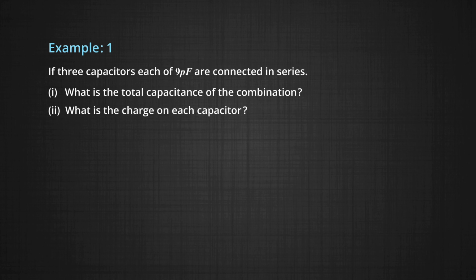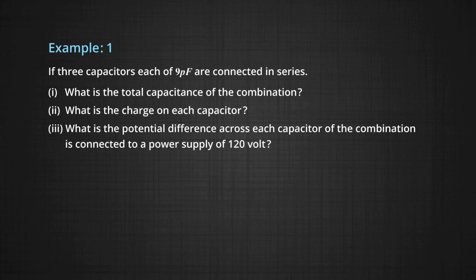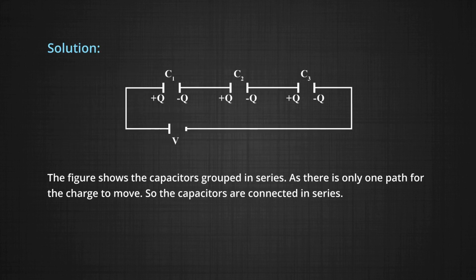Part 2 is, what is the charge on each capacitor? And part 3, we have to find out what is the potential difference across each capacitor of the combination if it is connected to a power supply of 120 volt. Now, the solution. The figure shows the capacitors grouped in series. As there is only one path for the charge to move, the capacitors are connected in series.